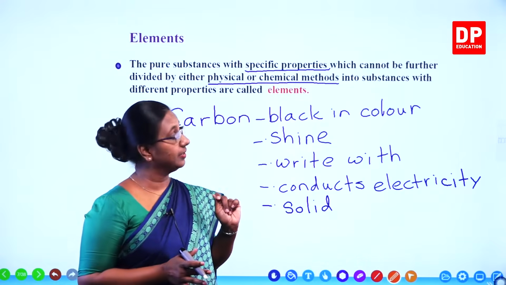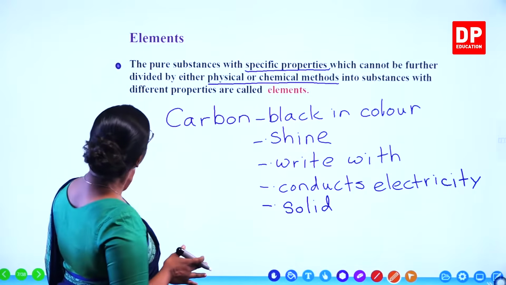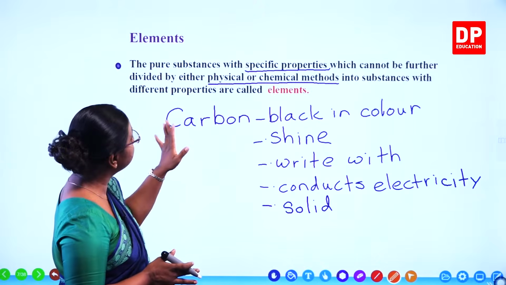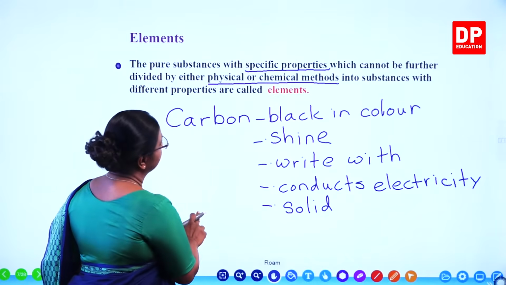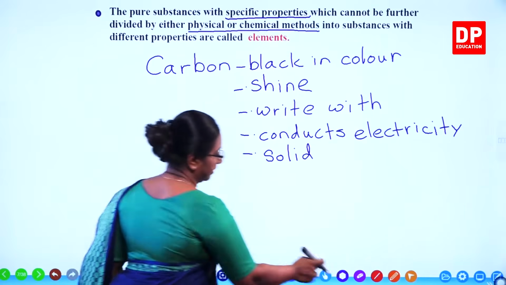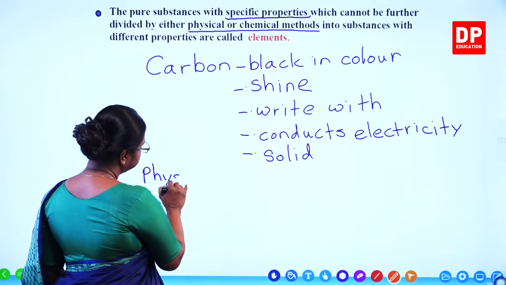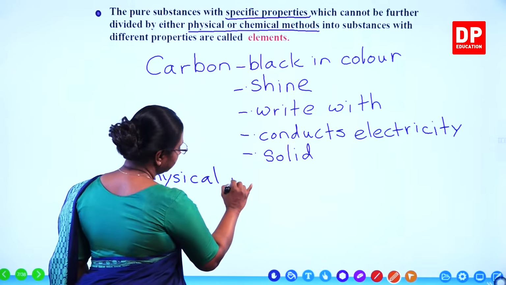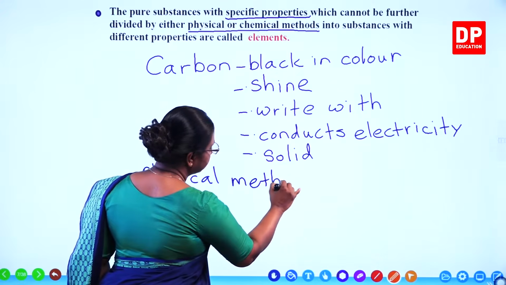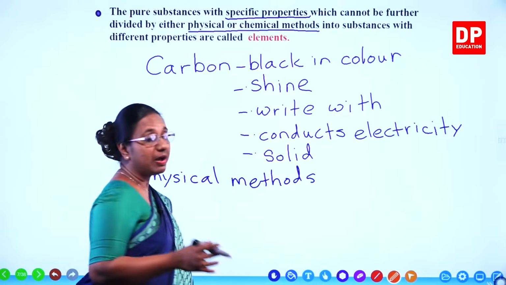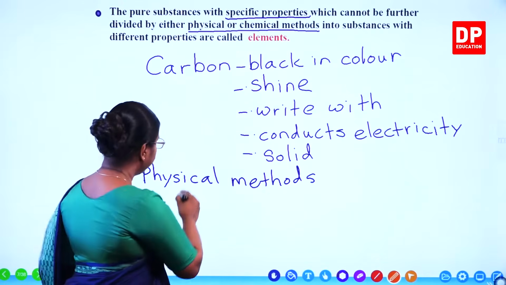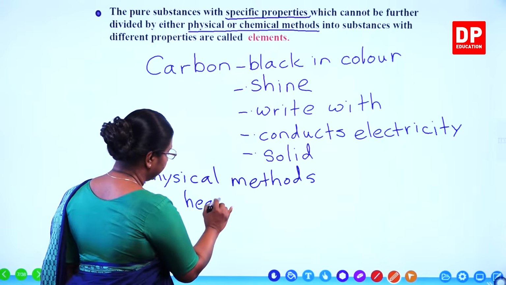And the next point, which cannot be further divided by either physical or chemical methods. What are physical methods? Now when we say physical methods, what are these physical methods? Say by heating something, if you provide heating.